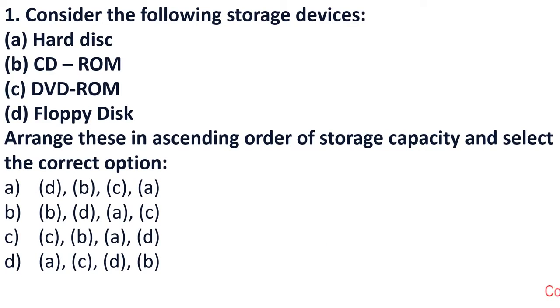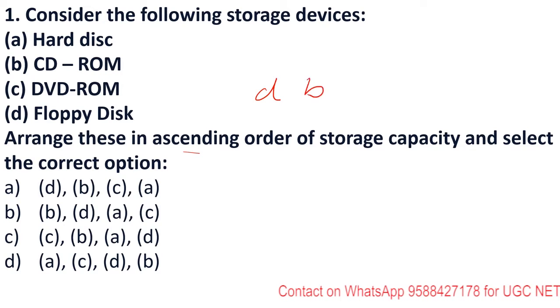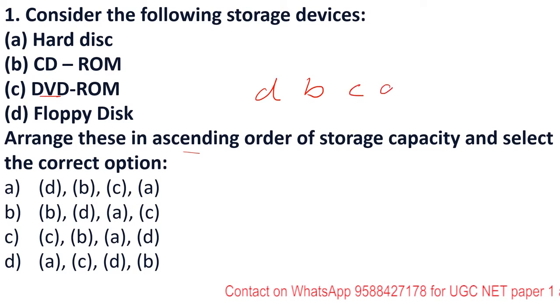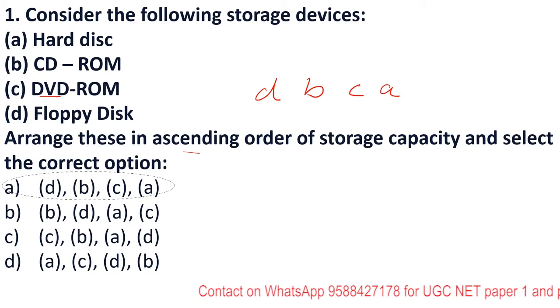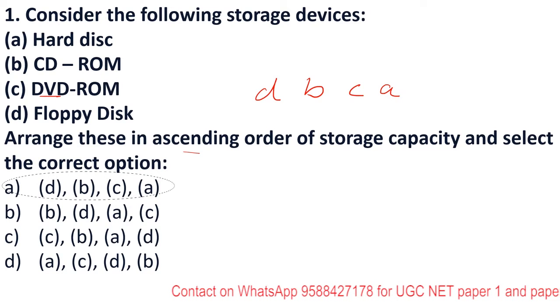The first question for today is, consider the following storage devices: hard disk, CD-ROM, DVD or floppy disk. Now you have to arrange these in ascending order. Ascending means from small to bigger, the one which has the lowest storage capacity to the highest storage capacity. So if we look at these options, the least will be floppy disk. You know, these are very old ones, so it would be D, starting with D. Then it would be CD-ROM, yes, B, and then comes DVD, digital versatile disk, and the highest storage is hard disk. So the right answer is DBCA, option A is the right answer.